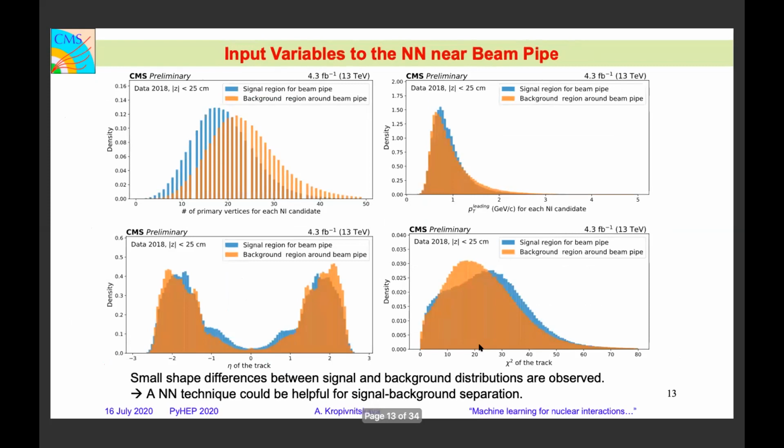Again, for rails, the background to signal ratio is about 0.13, so we have a small contribution of the background in this case. So now we would like to see how our input variables to the neural network look. Here is an example of how they look for the beam pipe region. The blue curve corresponds to the signal region for the beam pipe, and the orange curves correspond to the background region around the beam pipe. As you could see, small shape differences between signal and background distributions are observed, and only the neural network technique could be helpful to separate signal from background in this case.